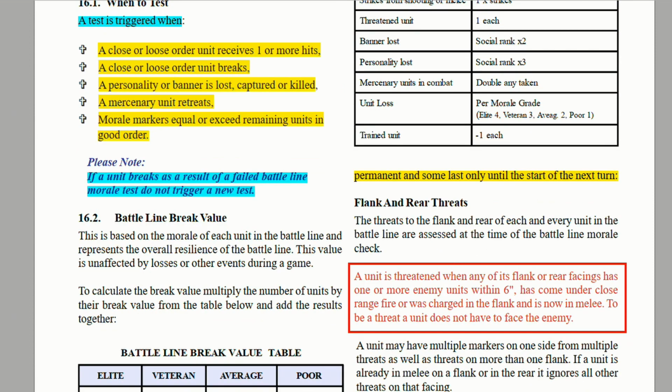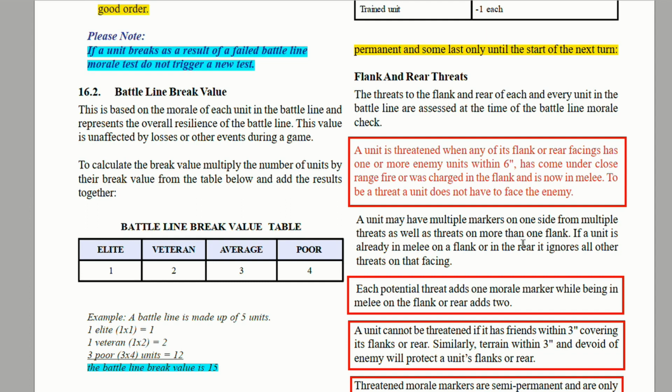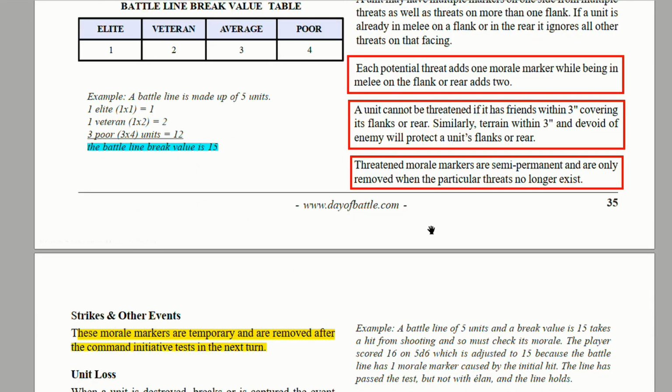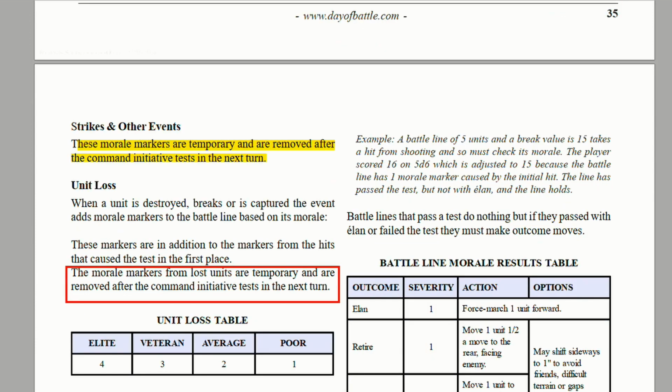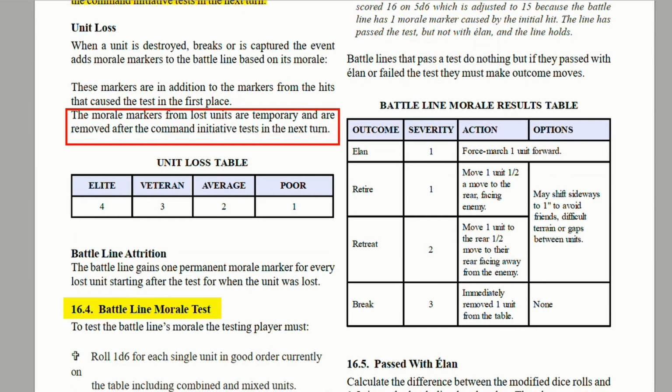Personality lost, and you have a number. If this number is higher than your break value, you pass. If it's lower, you fail, and you have repercussions. If you pass with flying colors, as it says, you are so excited that you need to force march some of your units. If you lose, then you have the battle line morale results table.